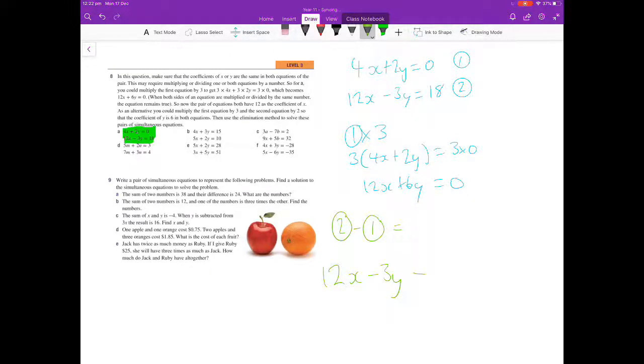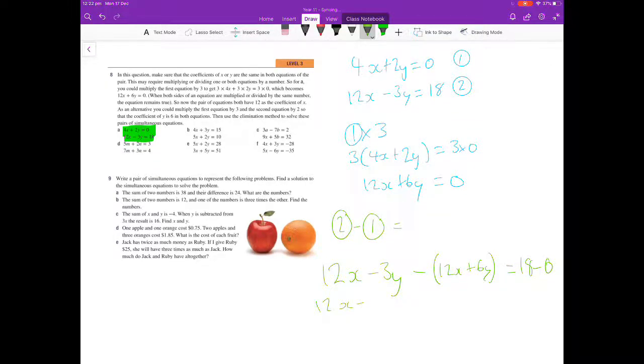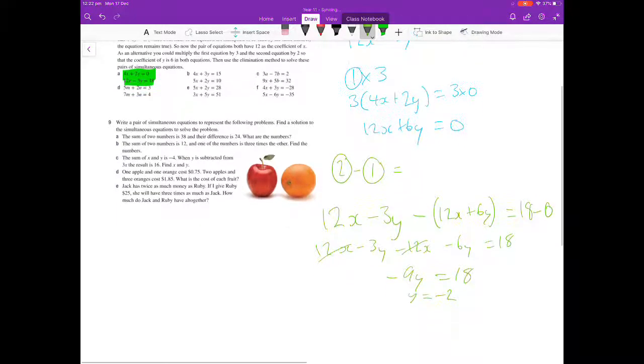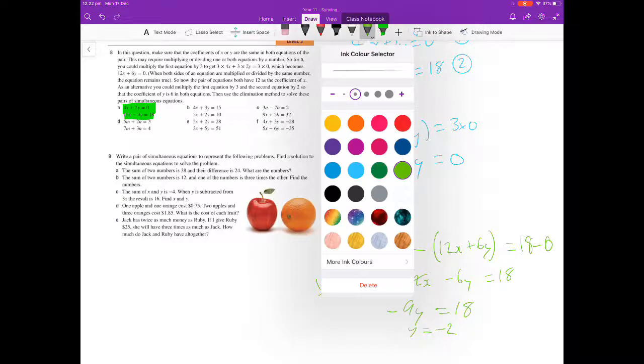So we've got 12x minus 3y minus 12x plus 6y, all in brackets so that we end up with the right negatives in the right places. Expand those ones out, we end up with 12x minus 3y minus 12x minus 6y equals 18, which gives us the 12 and the 12 cancelling out. And we have minus 3y minus 6y, which is minus 9y, equals 18. Divide both sides by minus 9, we end up with y equals minus 2.